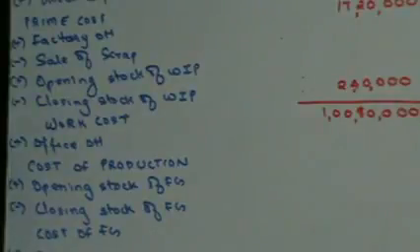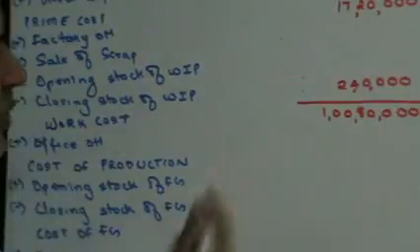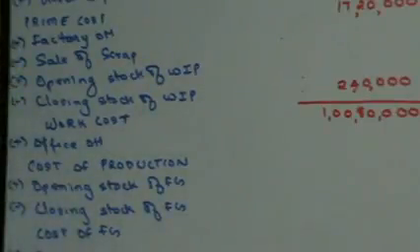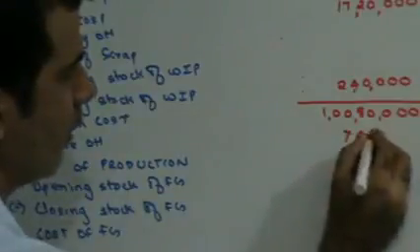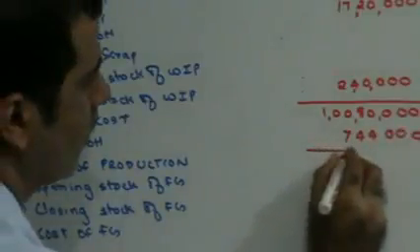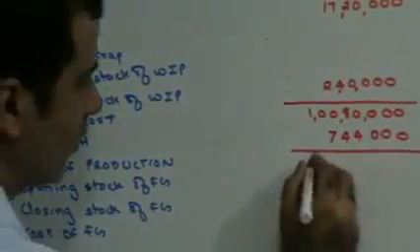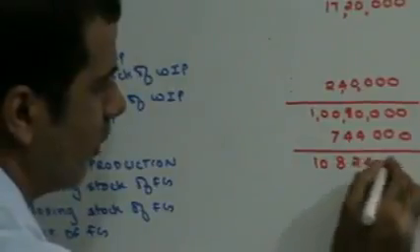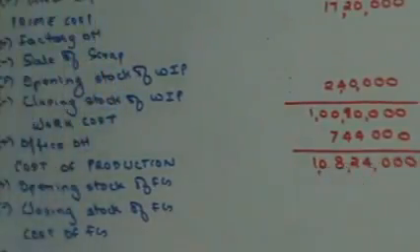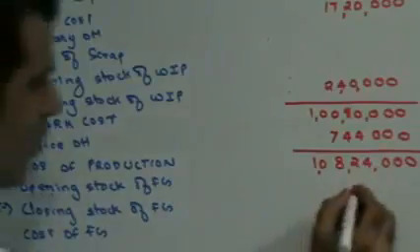Next, for the cost sheet, they said that administrative overheads will be 6 rupees per unit produced. You have produced 1,24,000 units. We had already calculated that in the beginning. So 6 into 1,24,000 will give you 7,44,000. So when you add this, this will be 1,08,24,000. Now there is no opening stock of finished goods.